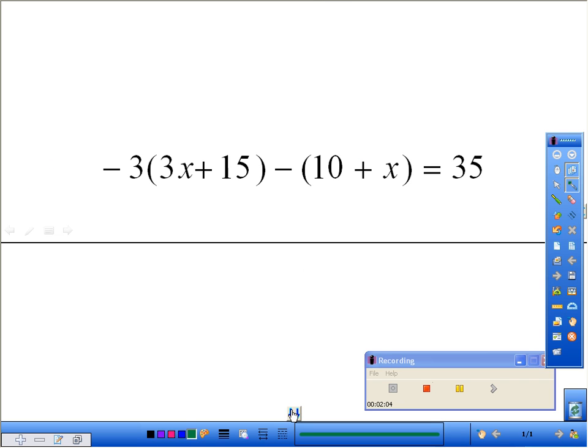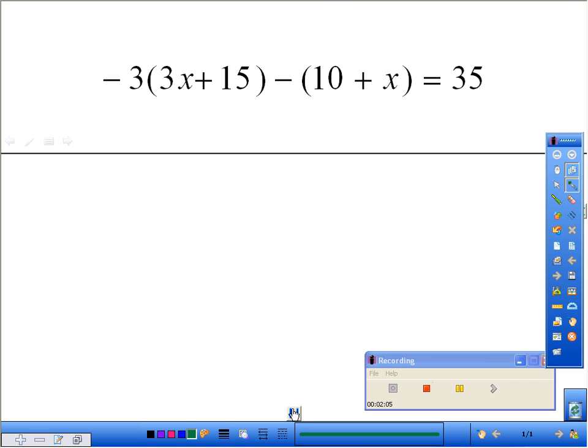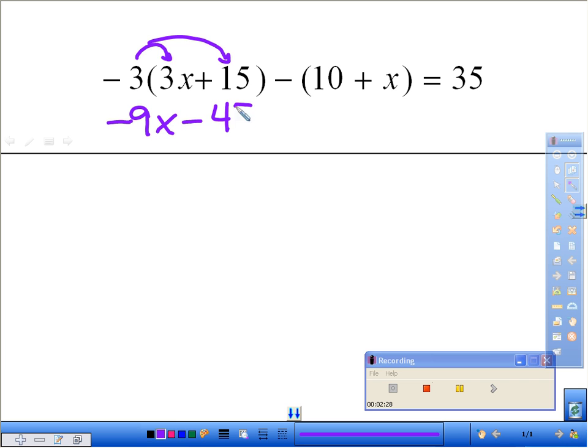In the next example, we can see two sets of parentheses, which means we're going to have to distribute two different numbers. So if we start with the one that's furthest to the left, I'm going to start by distributing a -3 to the 3x and to the 15. -3 times 3x is -9x. -3 times +15 is -45.